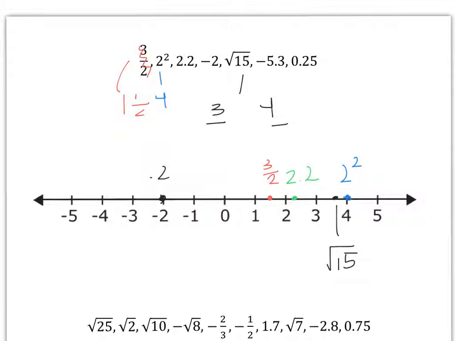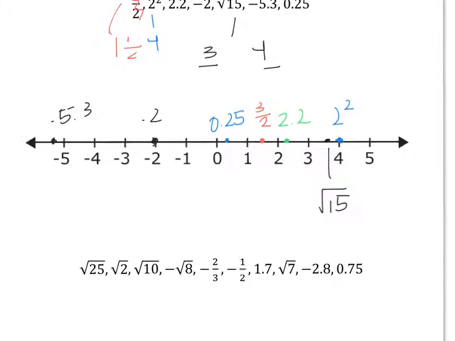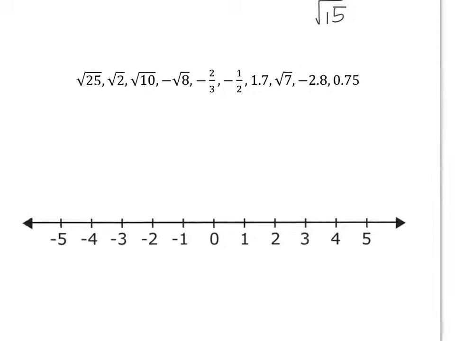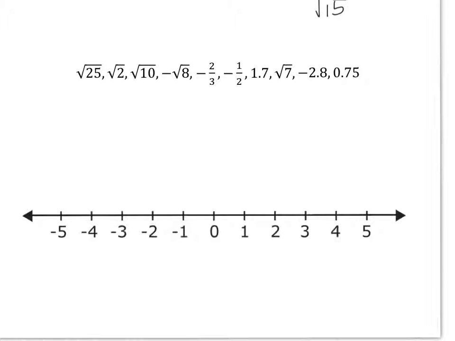And then negative 5.3 would be back here, negative 5.3, and 0.25 would be 1/4, which is not quite at 1, but 1/4 is about right there, so 0.25. So there we've gone ahead and ordered those numbers on the number line. Feel free to go ahead and get some practice with this last example, or we may leave this as a warm-up in class, or feel free to try this example on your own.